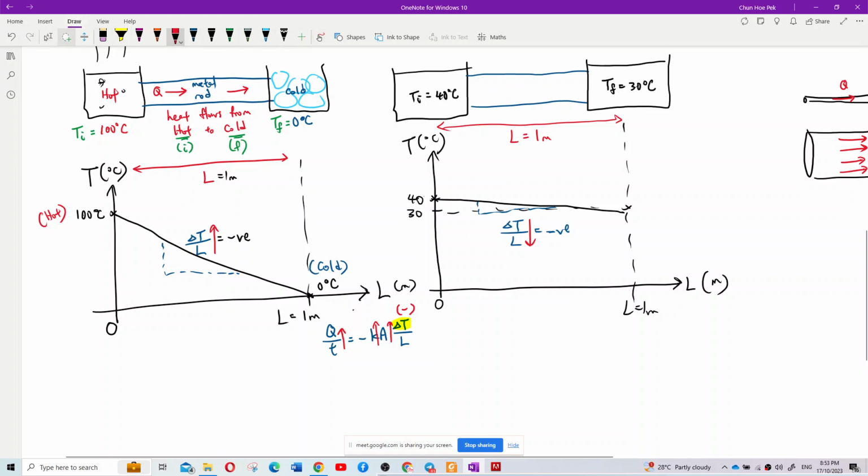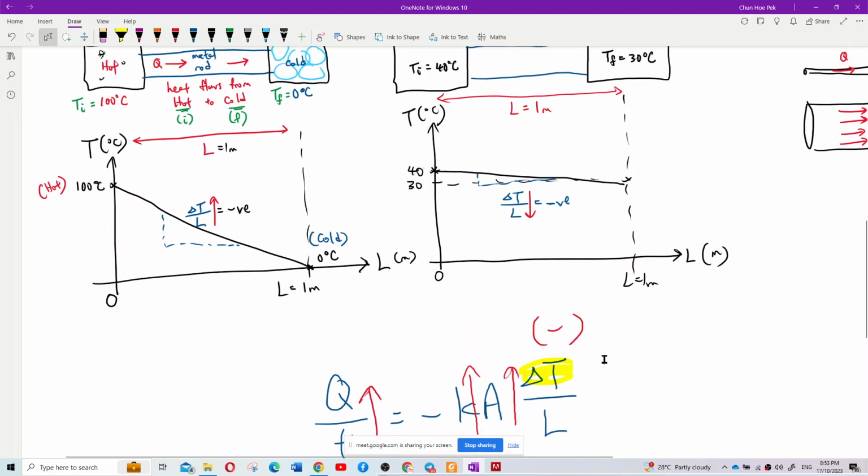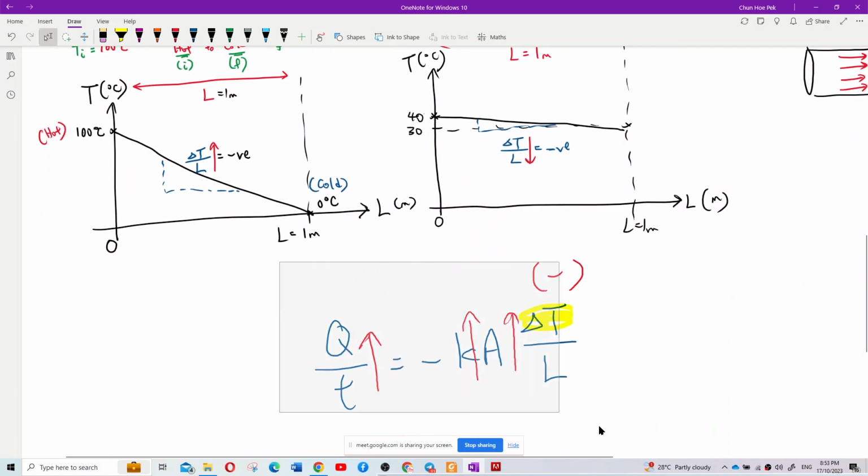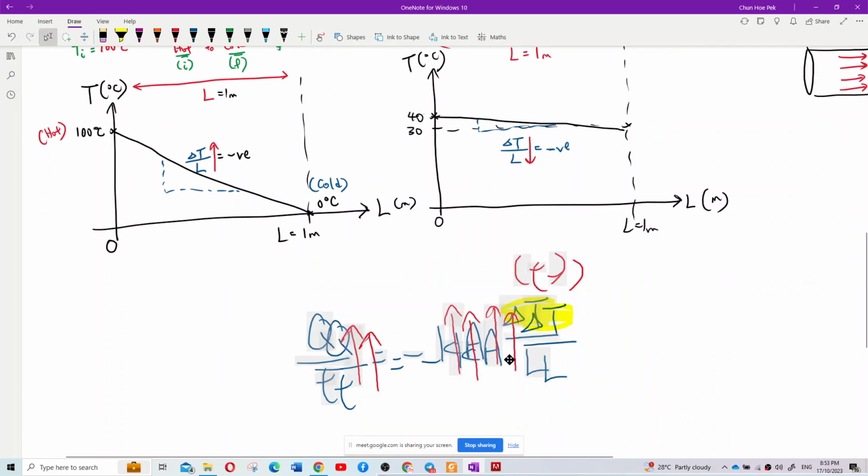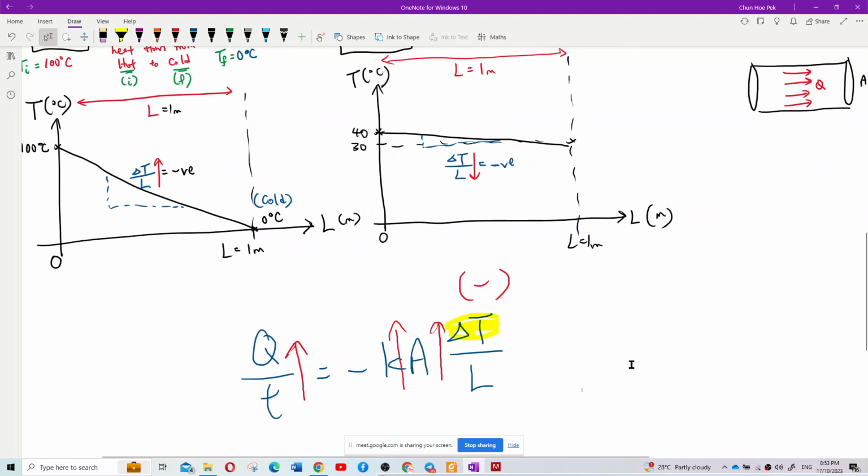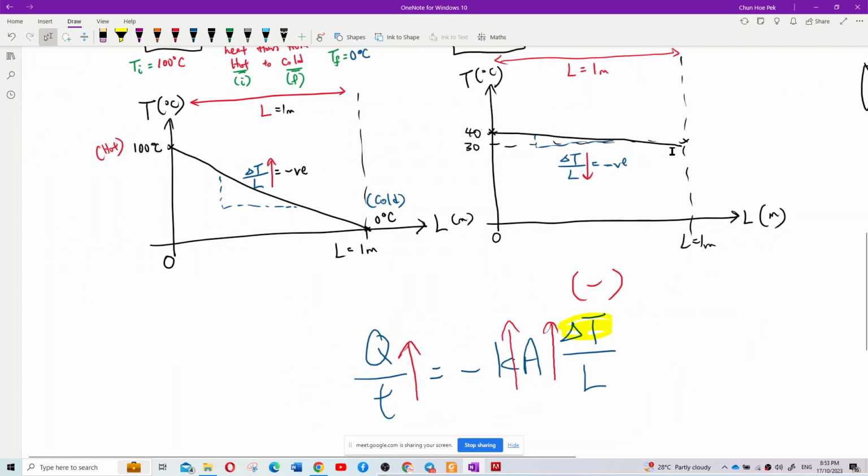Let me take it out. Make it bigger. Okay. What's the big deal? Big gradient and small gradient. What's the big deal for the rate of heat flow?